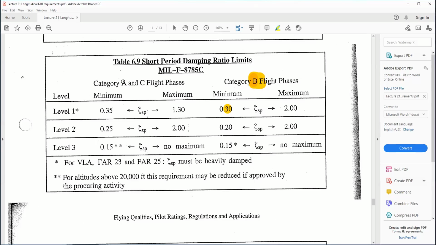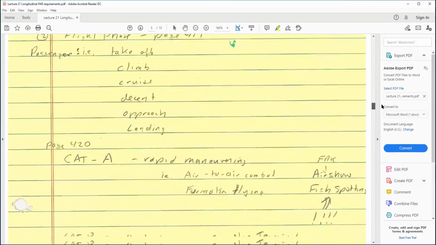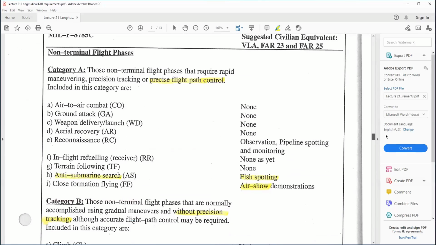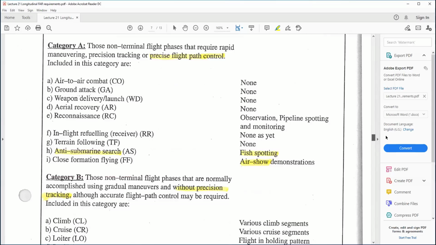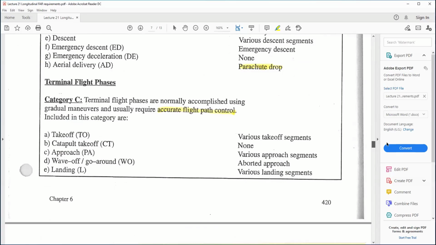I'd have to go like A, I think, is maneuvering flight, and C is terminal flight. Let's go back and look. Category A, non-terminal precise flight path control, like fish spotting, air-to-air combat. B is cruise, climb, loiter, and C is accurate flight path control, takeoff, approach, landing.